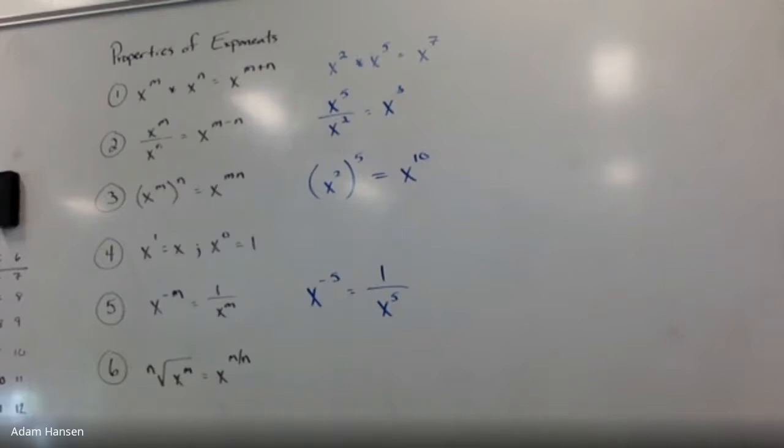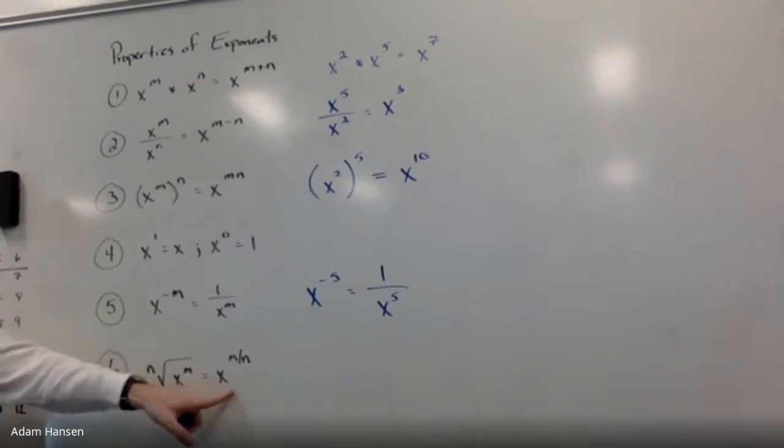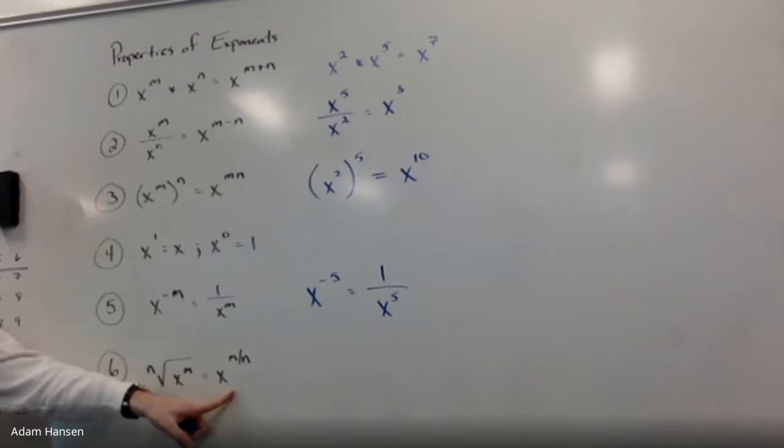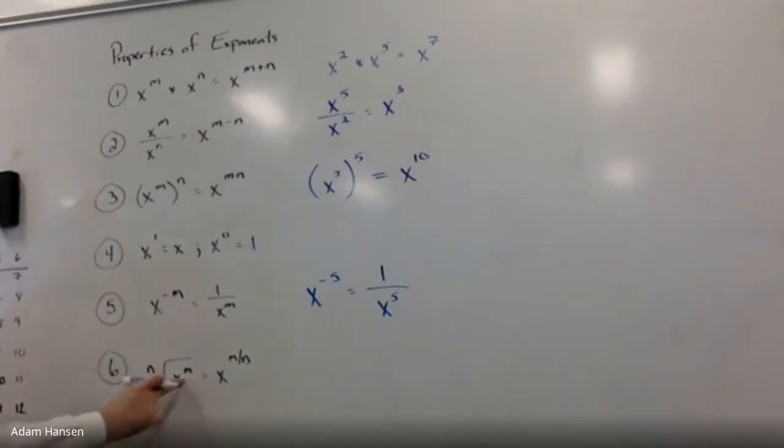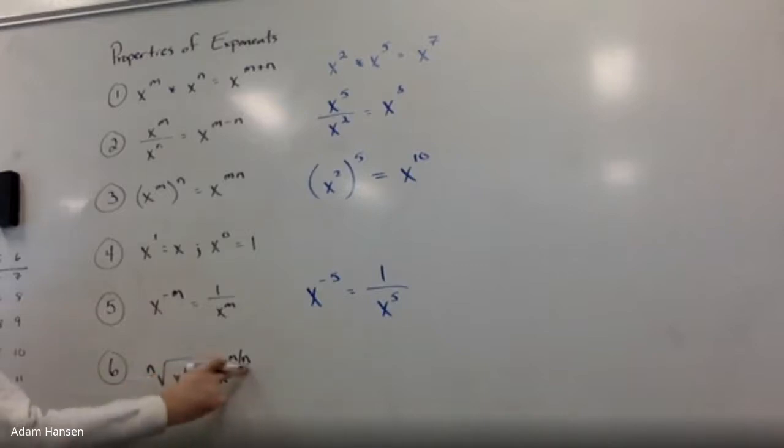On line 6, we have the conversion back and forth between radicals and rational exponents. How do I write roots as exponents? The nth root of x to the mth power is written as an exponent as x to the m over n, a fractional exponent. The exponent is a fraction. The index of the radical, this number next to the radical, becomes the denominator when I write it as an exponent. The nth root of x to the mth power is x to the m over n.